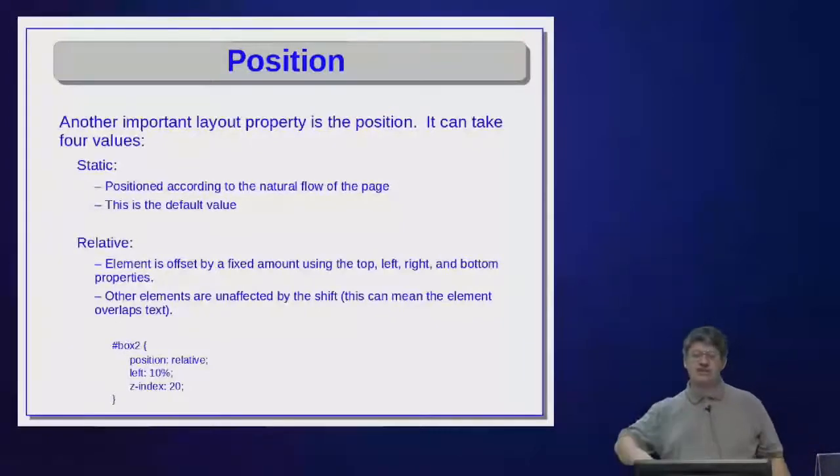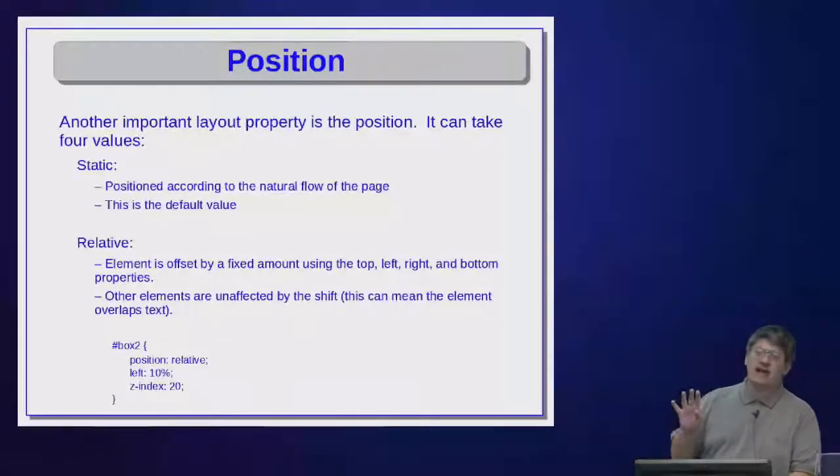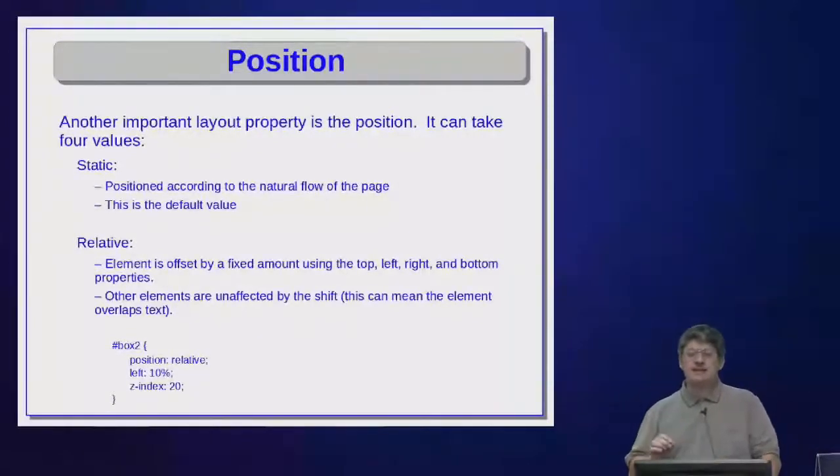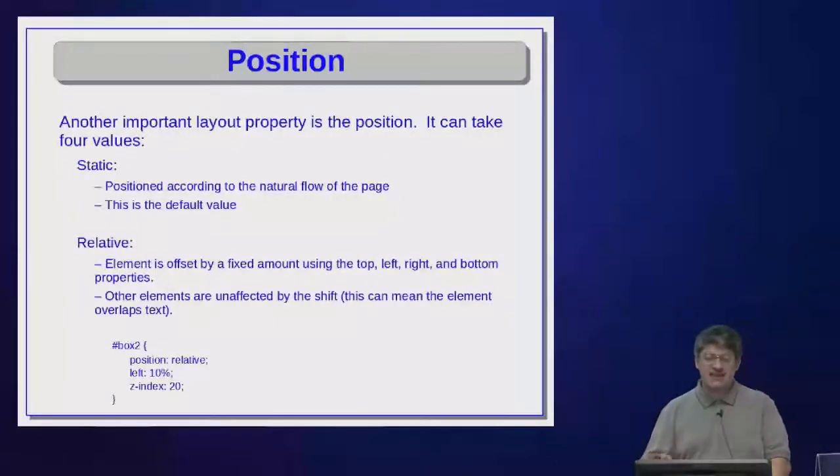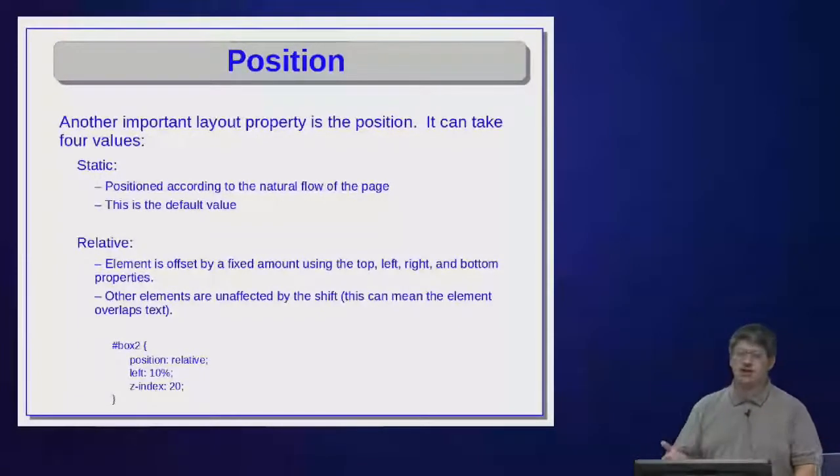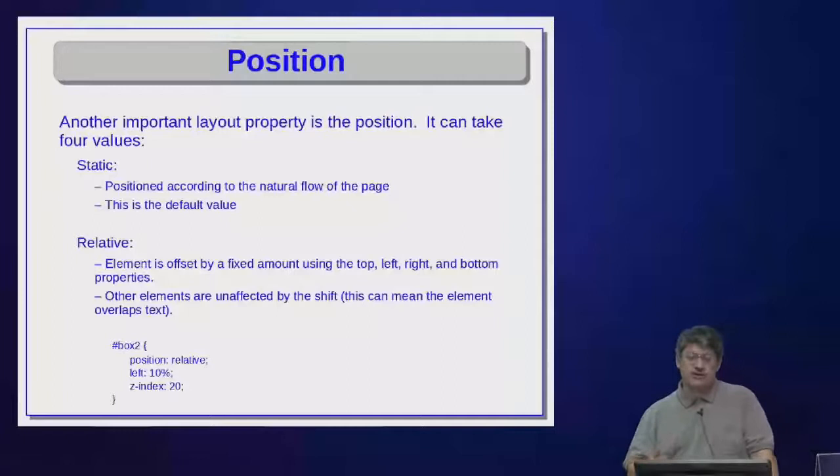So position actually takes 4 different values, and what top, bottom, left, and right mean depends on what we've set position to. So if you set position to static, that's actually the default, and elements will be positioned according to the natural flow of the page. That is, they'll be positioned from top to bottom, left to right, in order. And block level elements will get a new line, and so forth. This is the default value. It doesn't give us a lot of control, but it actually works really well.